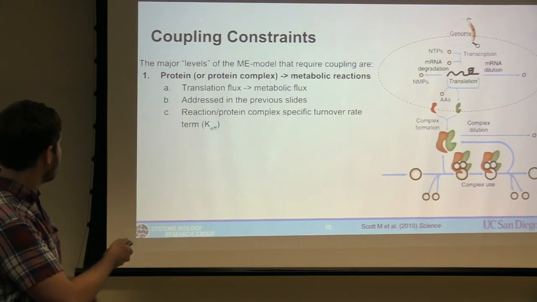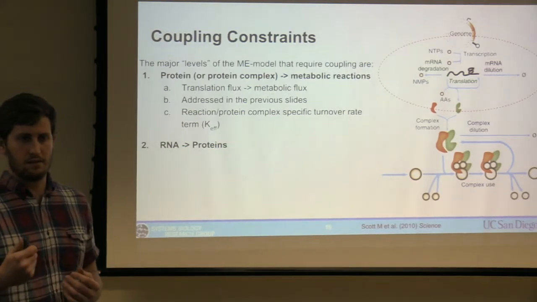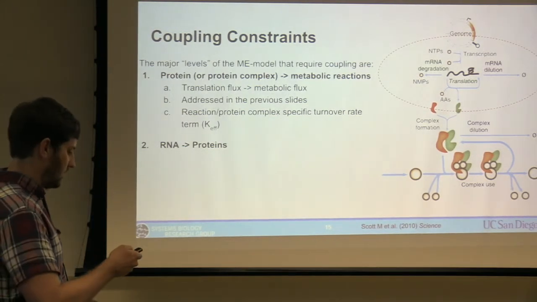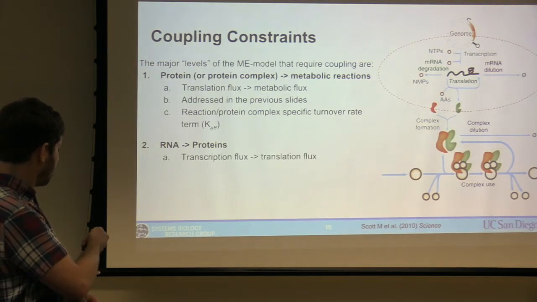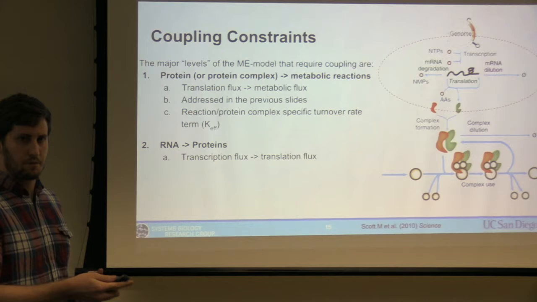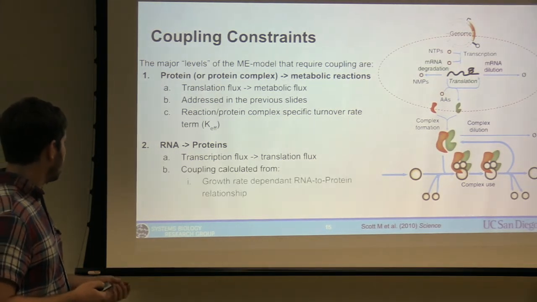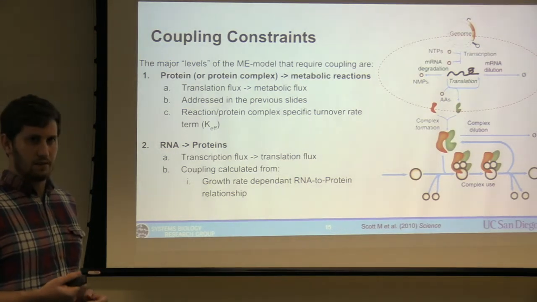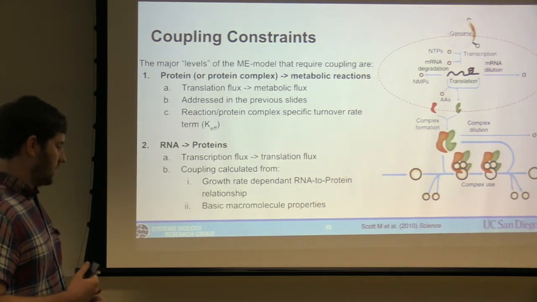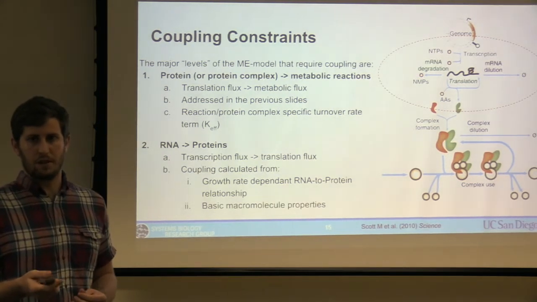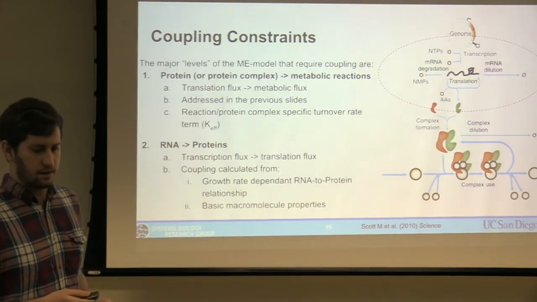And then the second part here you can think of as coupling the production or the synthesis of RNAs to the production of protein. So this is a case that's a little bit more complicated. It's going to be thought of as basically coupling transcription flux to translation flux. And it's calculated from a well-studied growth rate-dependent RNA to protein relationship, and beyond that, just basic macromolecular properties like the weight of certain components and their abundance in the cell.